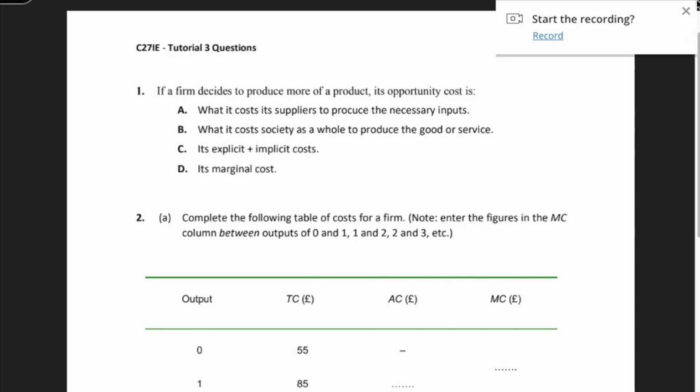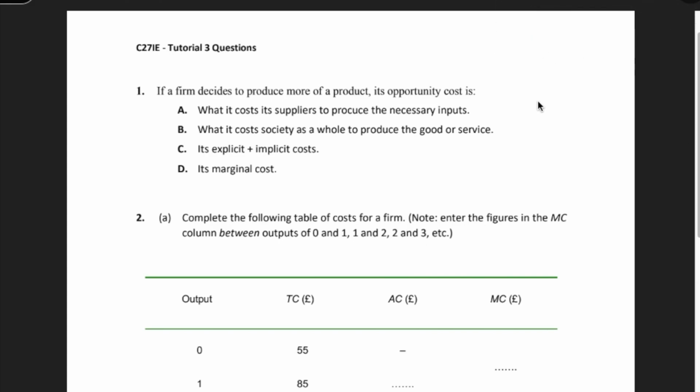Okie dokie. All of that stuff out of the way, let's start with this tutorial.